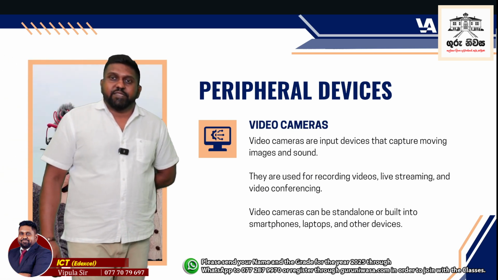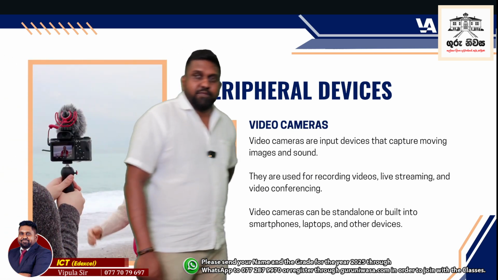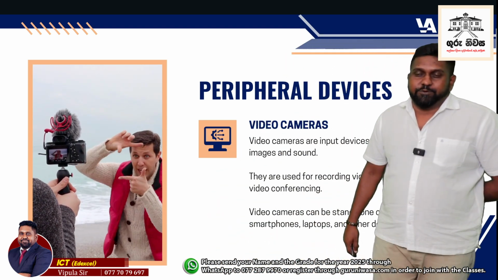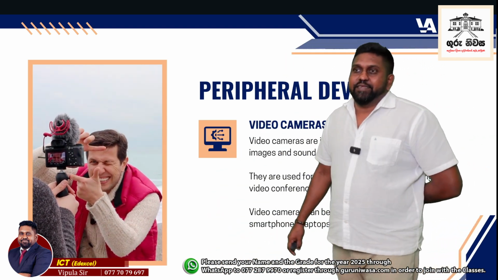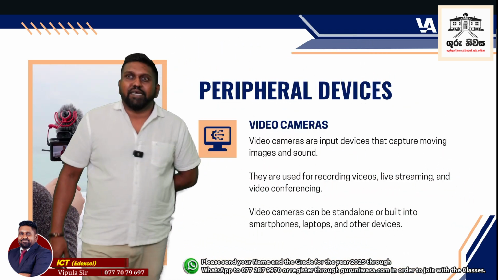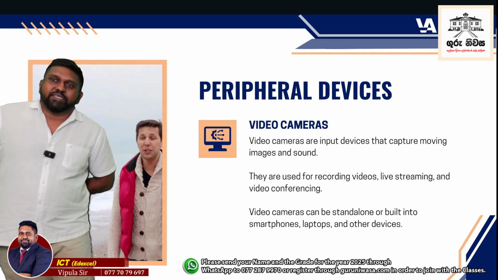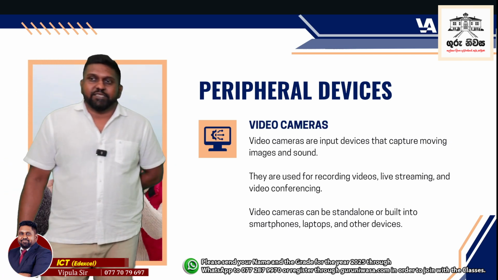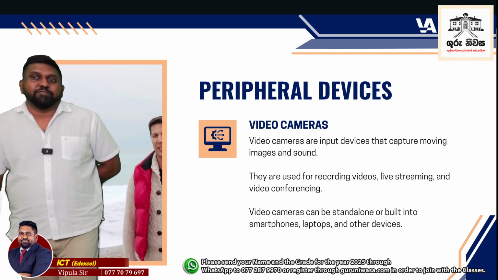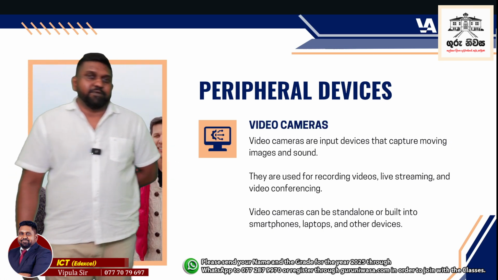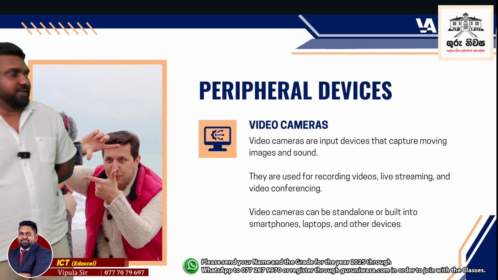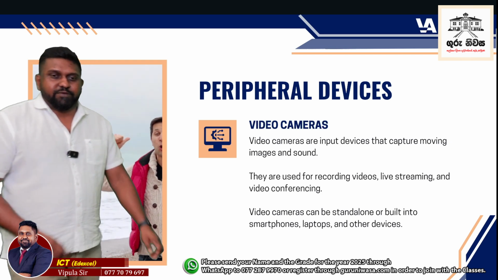Then video cameras. Simple as it says, you all know what a video camera is. The sole purpose of the video camera is to capture video and save it in a digital form, right? So how do you do that? The idea behind this is, video cameras are input devices that capture moving images and sound, and they are used for recording video, streaming, and video conferences. So you can take this down, and this is the official definition for video cameras.